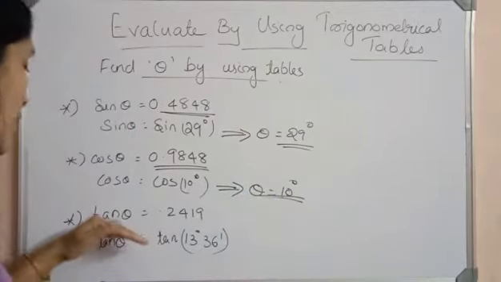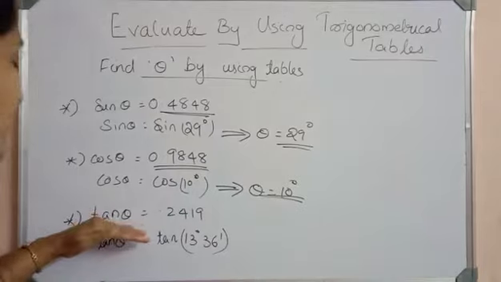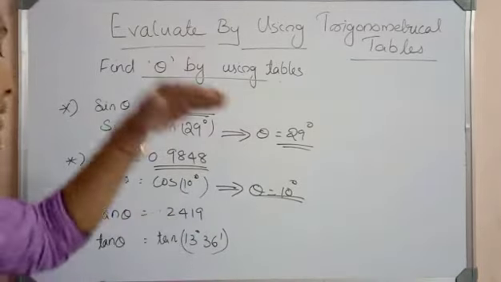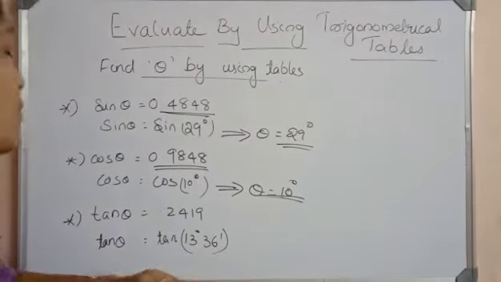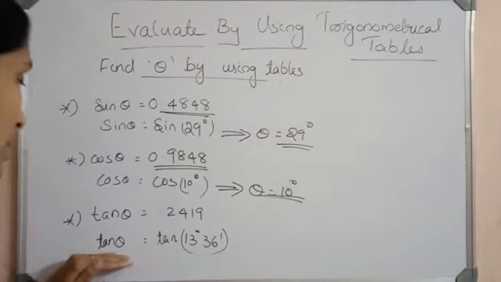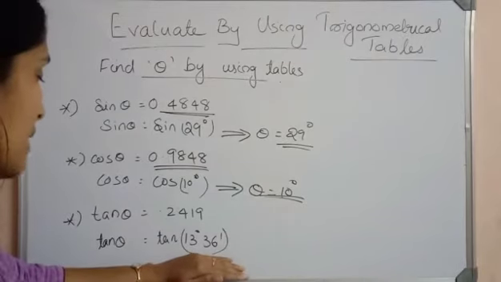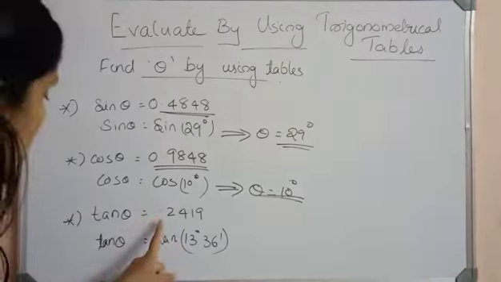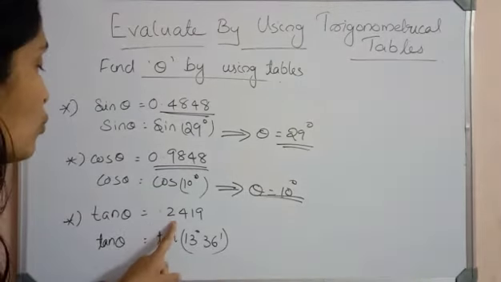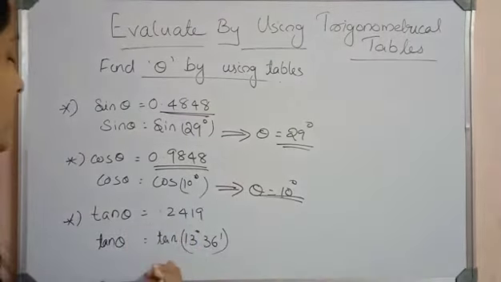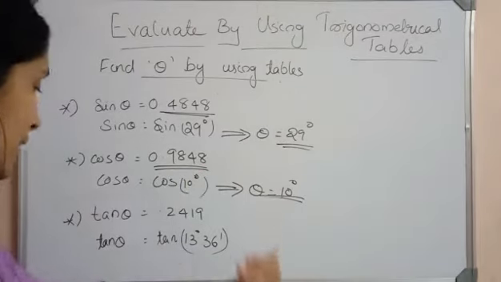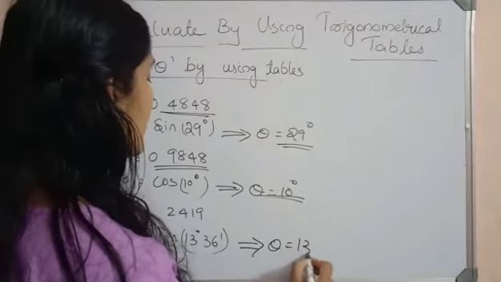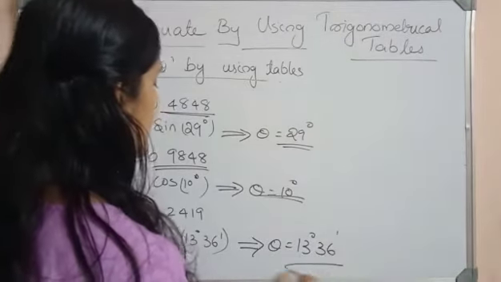And in the same way, we can find the value of tan as well. The tan value is given as 0.2419. If you look at the trigonometrical tables of tan theta, you can see that tan theta is equal to tan 13 degree 36 minutes. So if you see the tables of tan values, you can see that this particular value, that is 0.2419, is lying at 13 degree and 36 minutes. Therefore, we can say that the value of theta is equal to 13 degree 36 minutes.